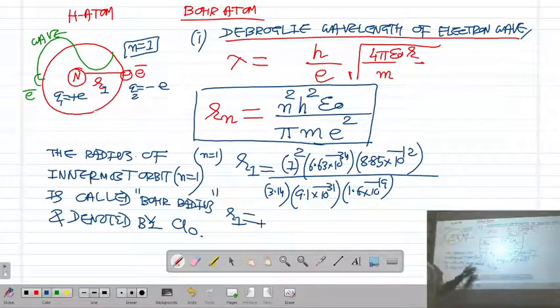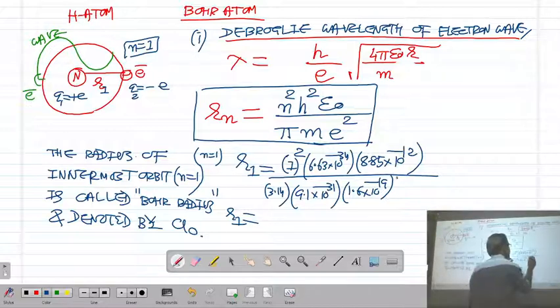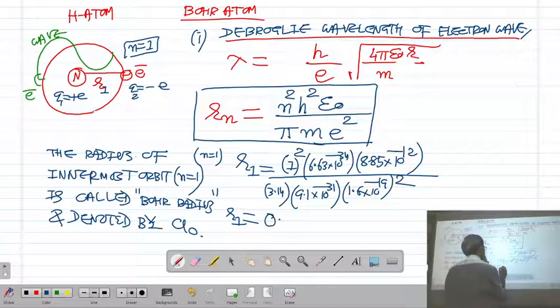So the radius of the innermost or ground state orbit, n is equal to 1, of the electron around the hydrogen nucleus is 1 square, Planck constant 6.63 times 10 to the minus 34, epsilon 0 8.85 times 10 to the minus 12, pi 3.14, mass of the electron 9.1 times 10 to the minus 31, charge 1.6 times 10 to the minus 19 square. So that radius comes to 0.53 times 10 to the minus 10 meter.